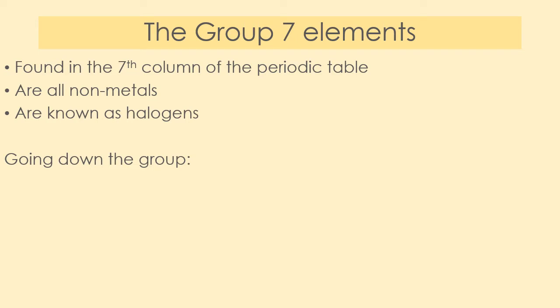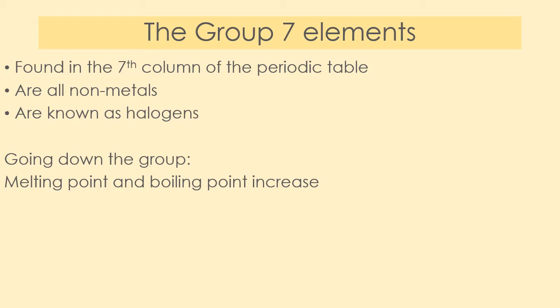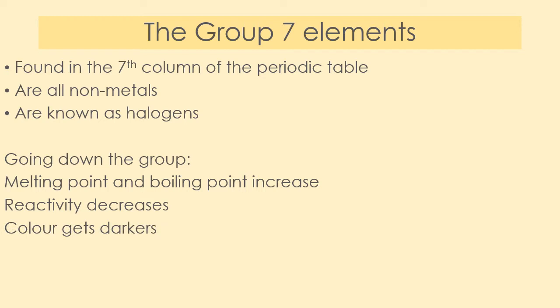Now as we go down the group, we notice that the melting point and boiling point increases. So fluorine, the one at the top, is a gas at room temperature, so is chlorine. As we go down, we start seeing that they become liquids and then solids. The reactivity decreases as we go down the group as well. This is opposite to group 1, where the reactivity increases going down the group.